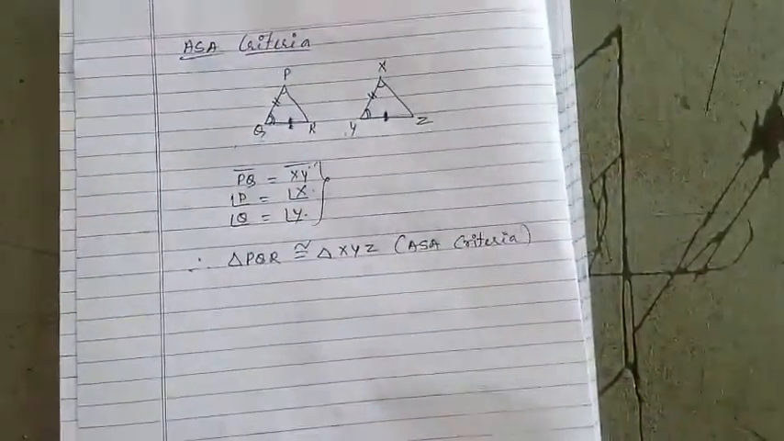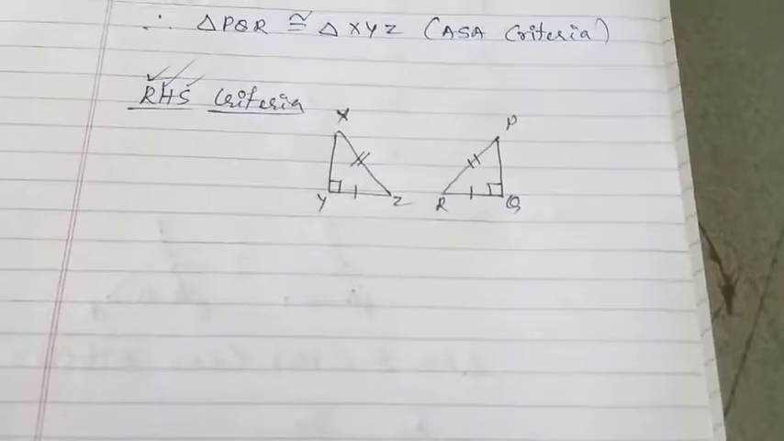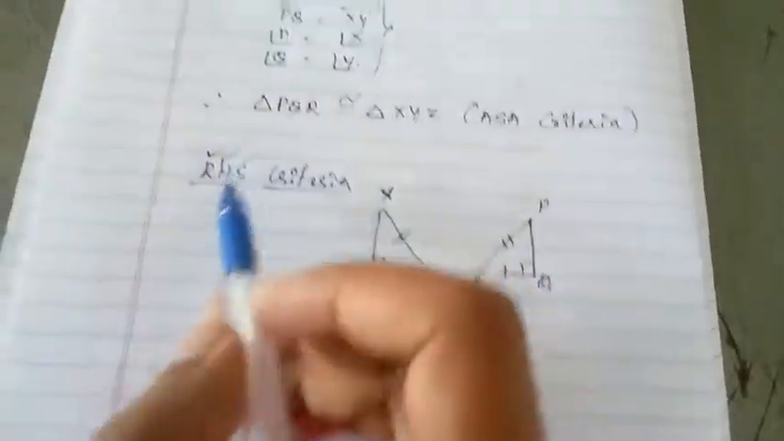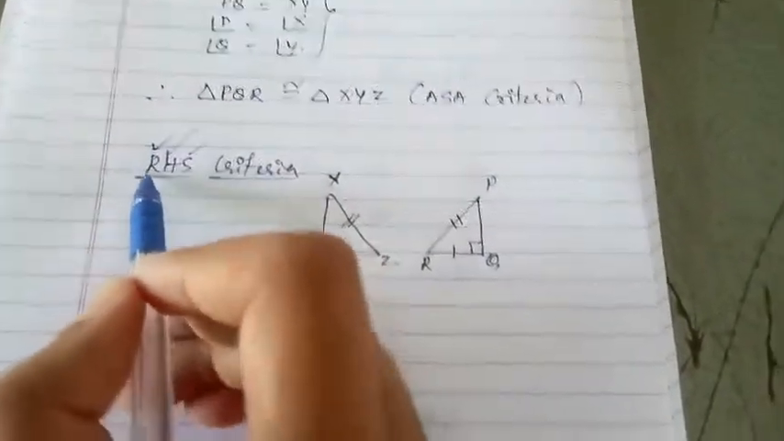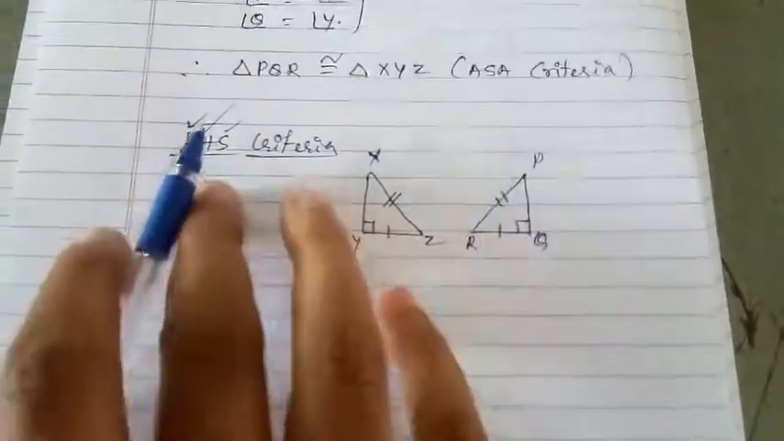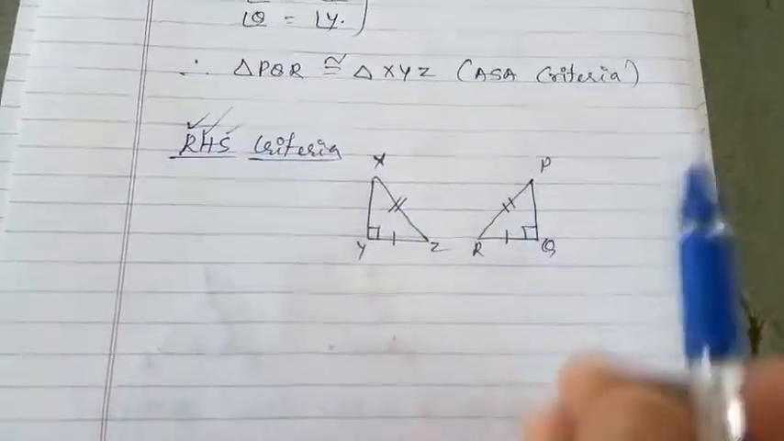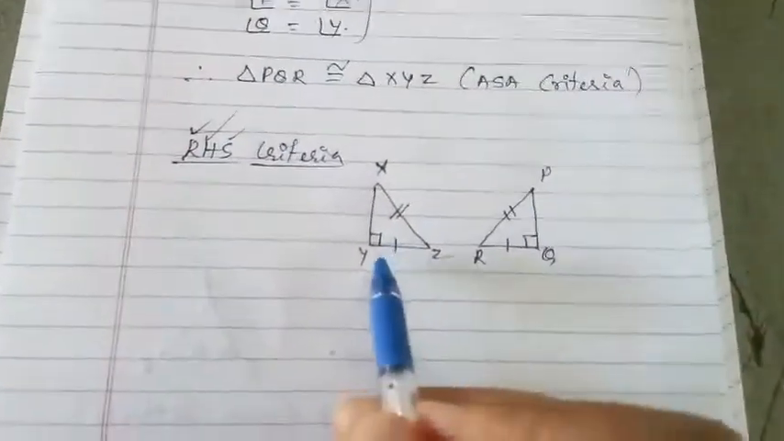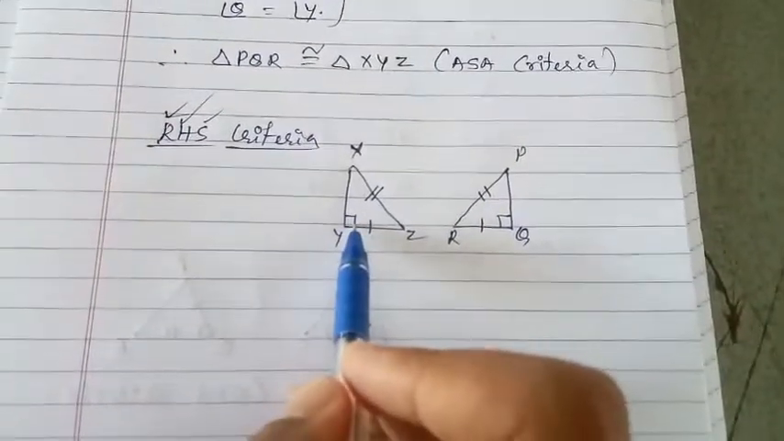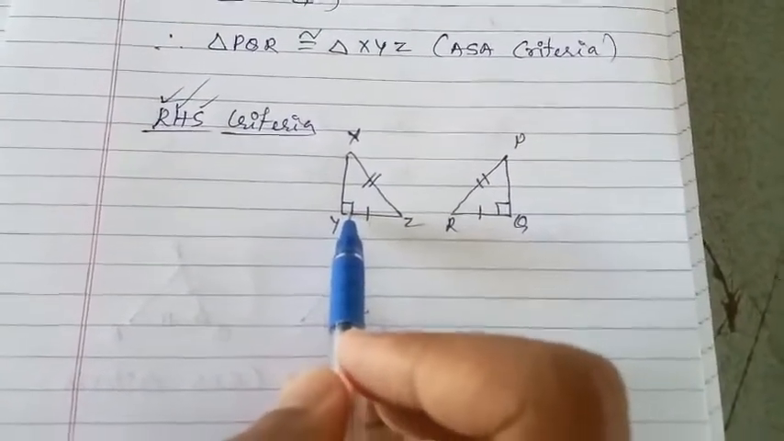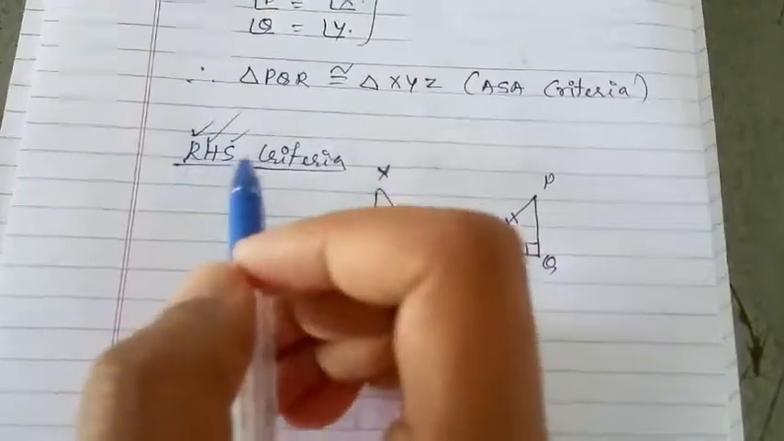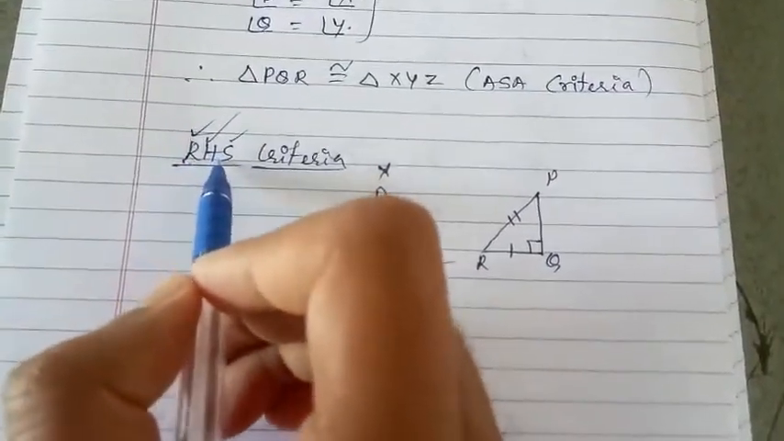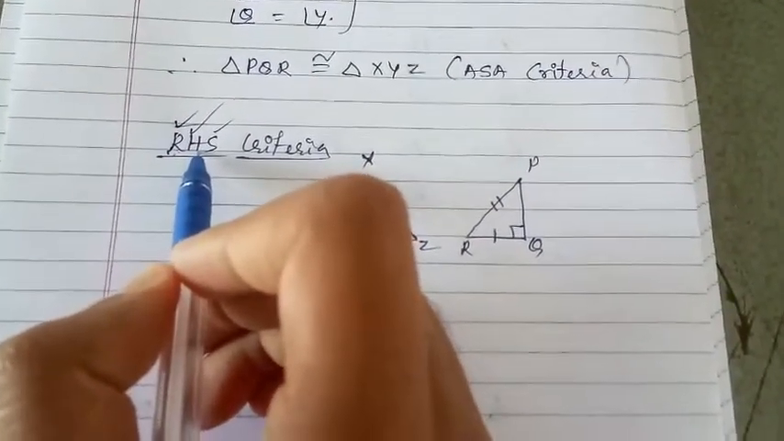So next, the last one, RHS criteria. RHS criteria means R is right angle. This RHS criteria only holds for right angle triangles. Here right angle triangles are there because there is 90 degrees; this is the symbol for 90 degrees here also. So RHS means right angle, hypotenuse. What is hypotenuse?